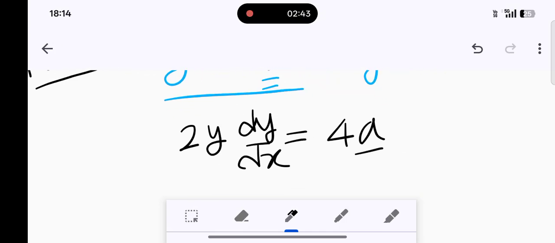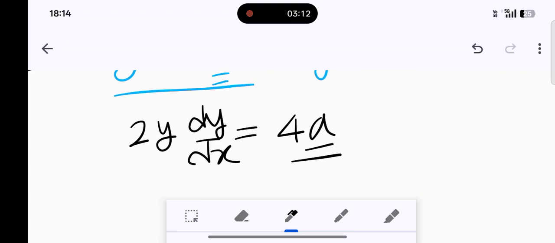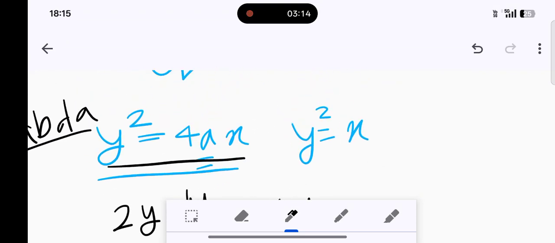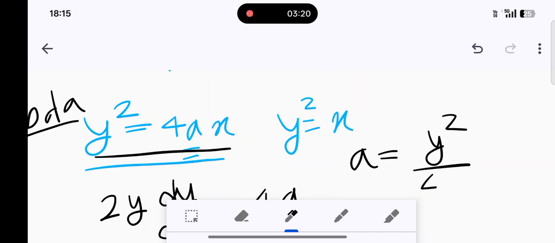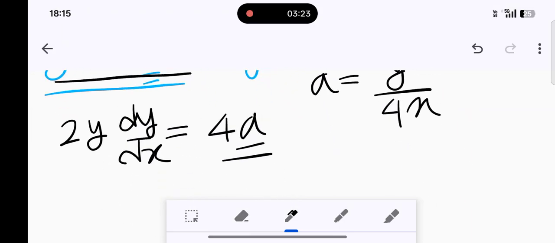Now we have to replace a. In some cases, after differentiating, the constant will become 0, because the differentiation of a constant is 0. But in some cases the constant will not become 0, so in that case you have to replace a. From the primary equation, the value of a is y square by 4x.